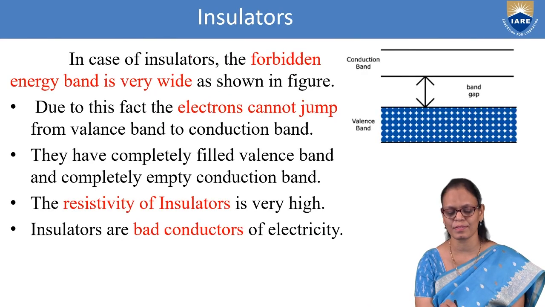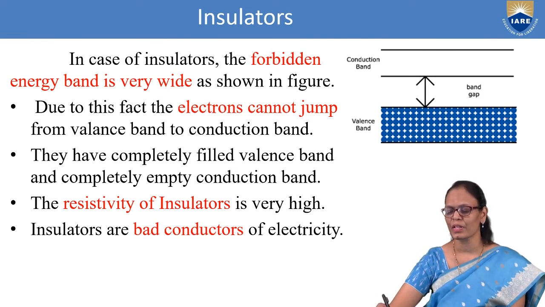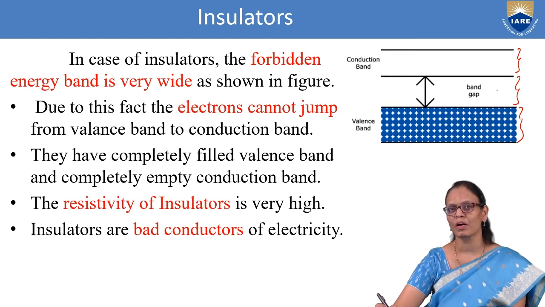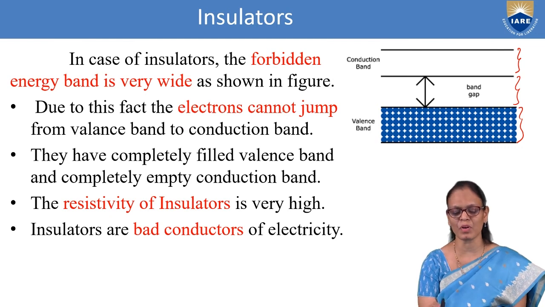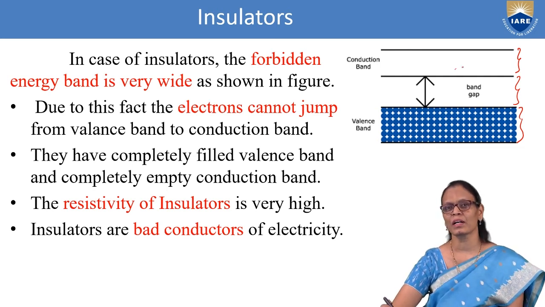Now coming to insulators. In the case of insulators, the forbidden band is very wide. If you see in the diagram here, this is the valence band, this is the conduction band. The band gap between the valence band and the conduction band is very wide. Due to this, electrons cannot jump from the valence band to the conduction band easily because there is a gap. If they have to go from valence to conduction band, they will have to overcome this band gap. Only then can they be made free and go into the conduction band.